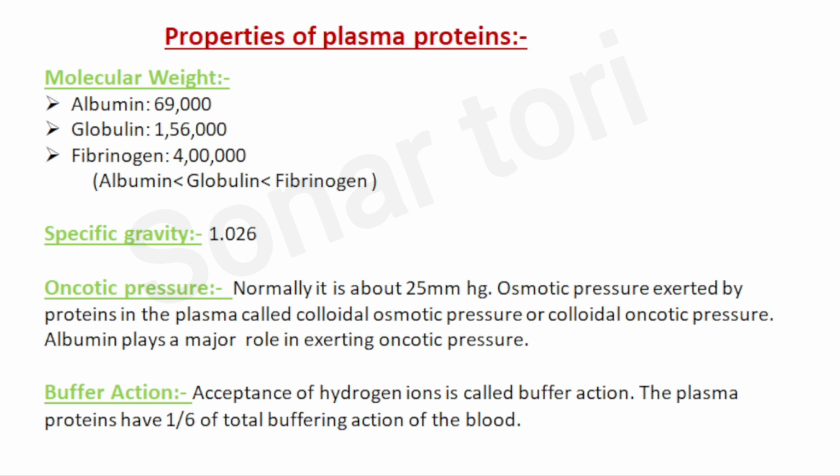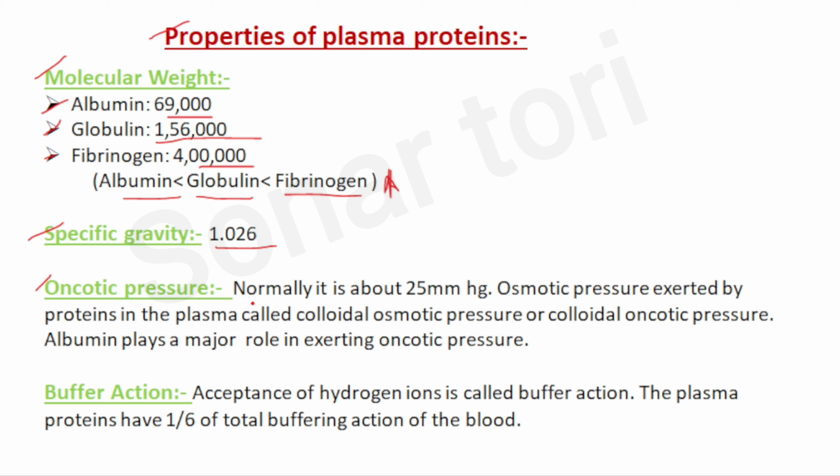Then there are some properties of plasma protein. First, molecular weight. The molecular weight of albumin is 69,000, globulin 1,56,000 and fibrinogen almost 4 lakh. So the molecular weight of fibrinogen is higher than globulin, and lower in the case of albumin. Then the specific gravity. The specific gravity of plasma protein is almost 1.026.